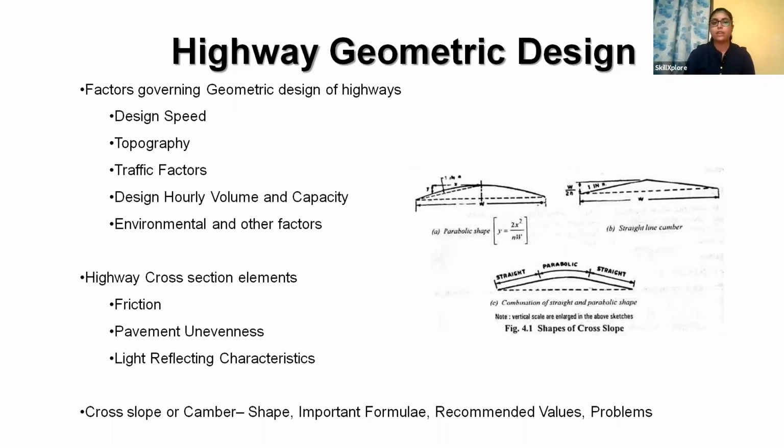Traffic factors will also affect. Traffic will be different in different regions, right? Some areas will be residential, some industrial, and some areas will have more IT firms and offices, the central business district. In that area, the traffic will be very high. So the traffic density and all those characteristics should also be considered while geometrically designing the highway. So that is one major characteristic.